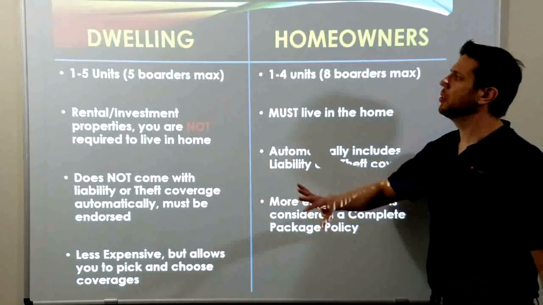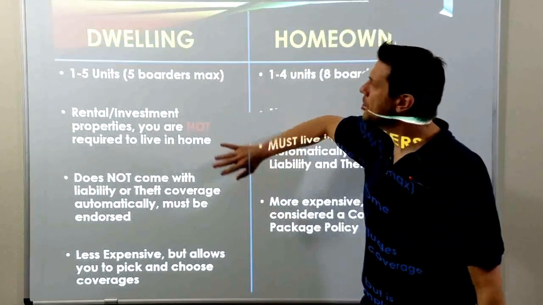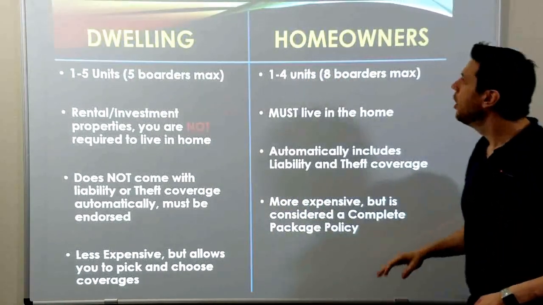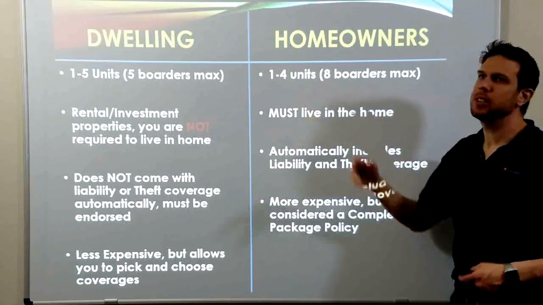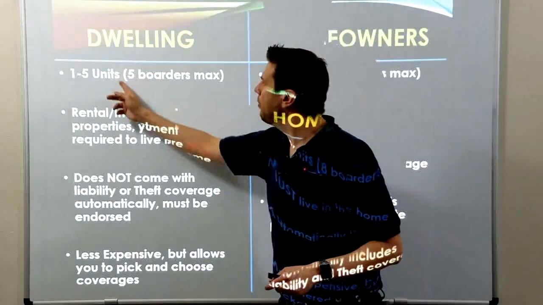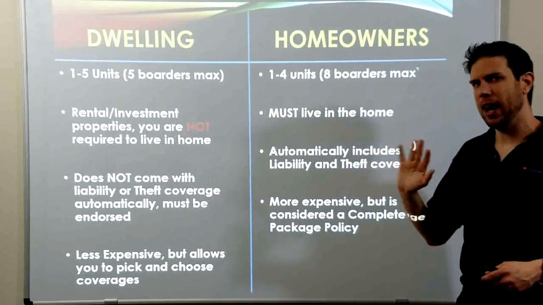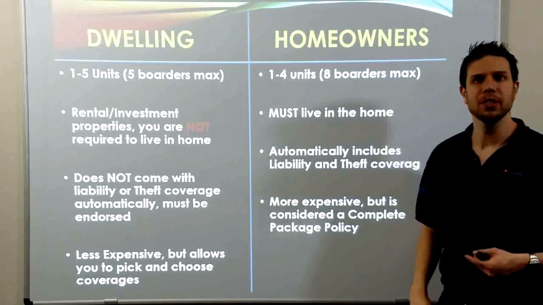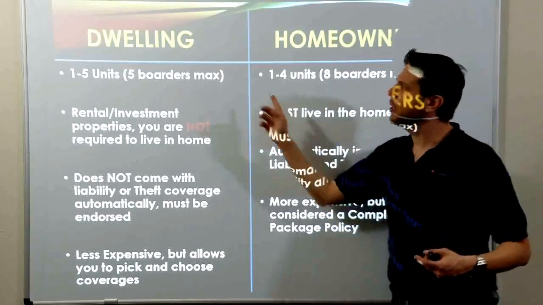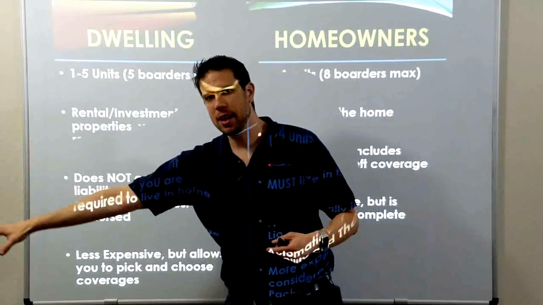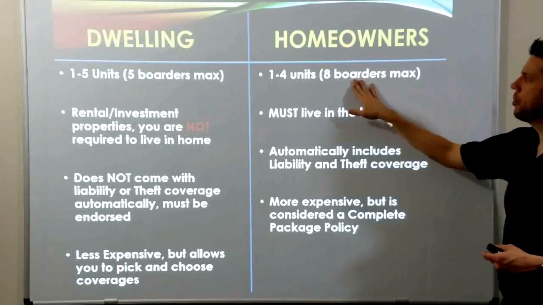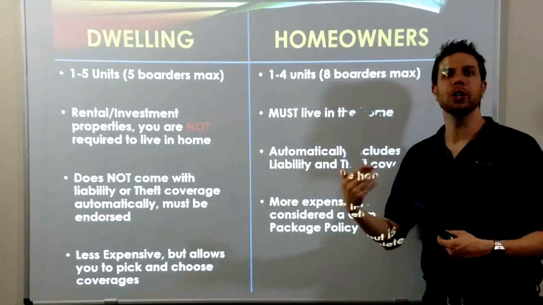So the previous chapter was dwelling, and in dwelling insurance you could have 1 to 5 units of residential housing. Homeowners, though, you can have 1 to 4 units of residential housing. Dwelling insurance, you could have a maximum of 5 boarders. That's 5 people renting rooms, so roomers, in addition to the families. So like you could have 1 person in 1 unit, then they rent out a separate room to a college student. Homeowners, you can have up to 8 boarders. That's 2 boarders per unit.